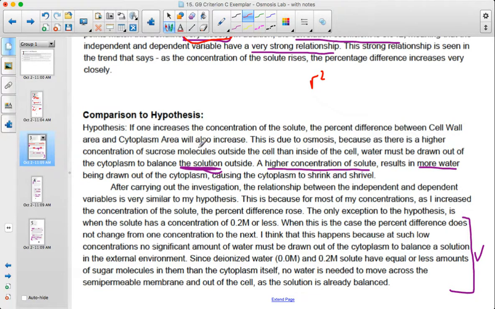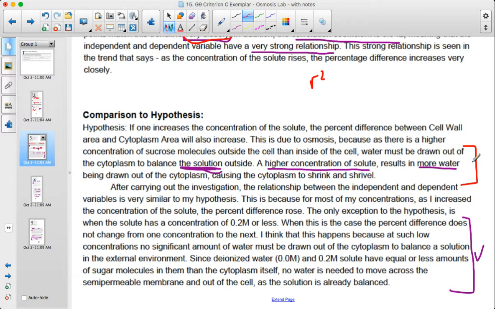And so if one increases the concentration of solute, the percent difference between the cell wall area and the cytoplasm area will also increase. And then goes on to say that the higher the concentration of solute results in more water being drawn out of the cytoplasm, causing the cytoplasm to shrink and shrivel. So this is getting back into the scientific concepts. Note the hypothesis has not been restated, and it should probably be restated right at the start of this section.